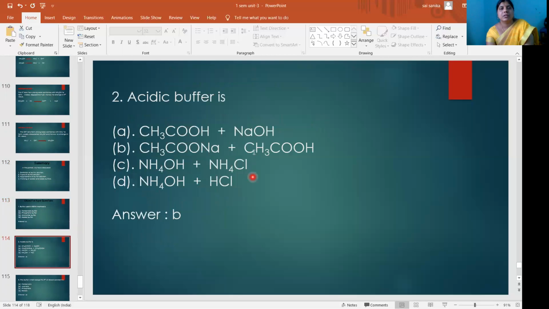So that was a direct question. Then the second question: acidic buffer is. Here some mixtures are given, and among these, it asks which one is an acidic buffer.